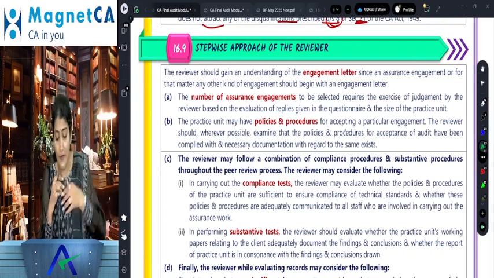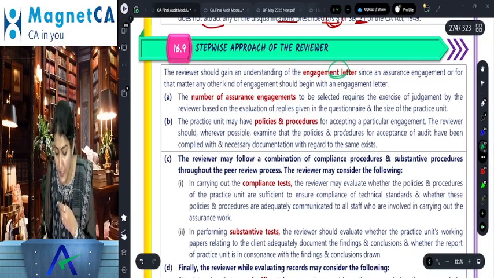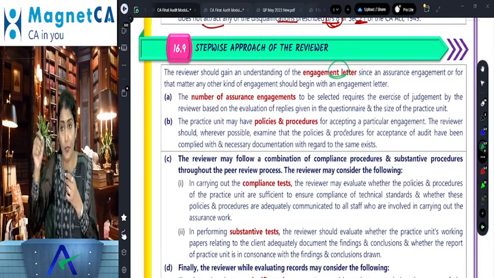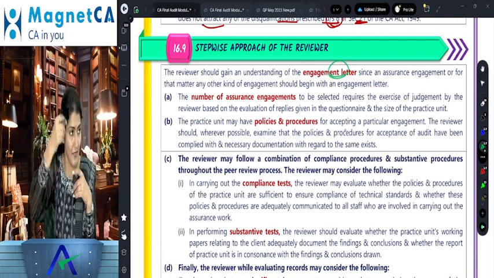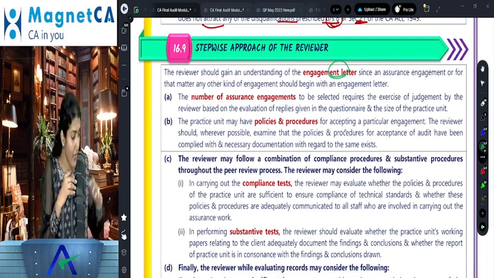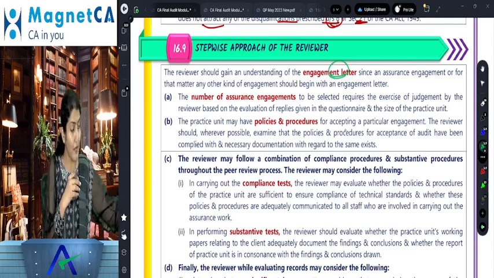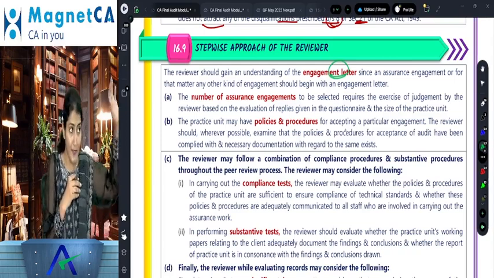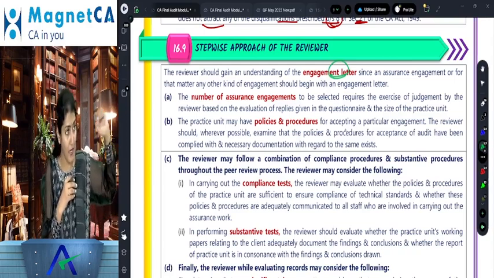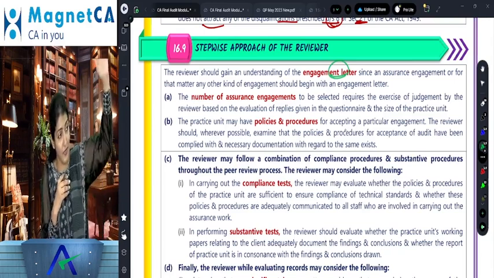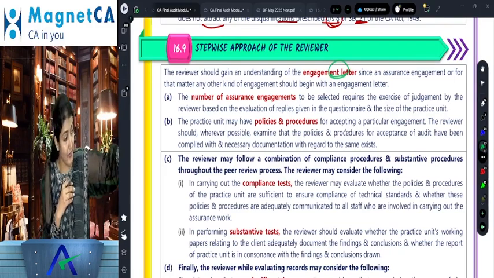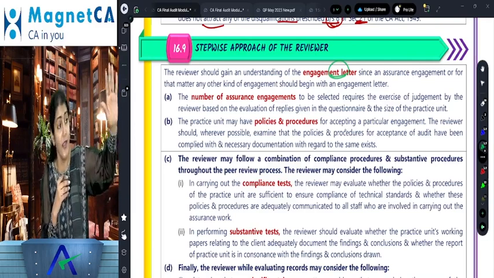For those samples selected, he will check the engagement letter, whether it has been issued by the practice unit to the client. You understand? I am the reviewer. I am checking how these practice units have done the audit. They had done 300 audits. Out of that, I pick up 2 files, and for those 2 files, I start doing the checking. So I start with the engagement letter. When they accepted the audit, did they issue the engagement letter?